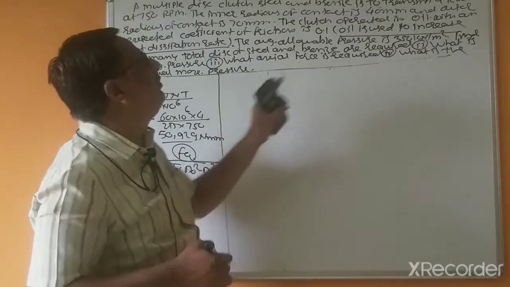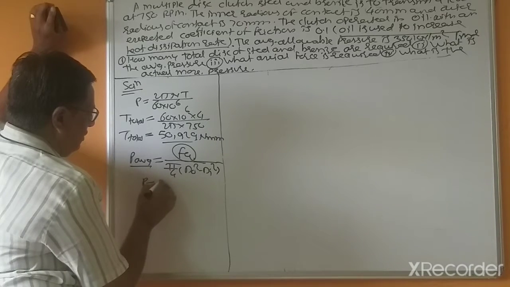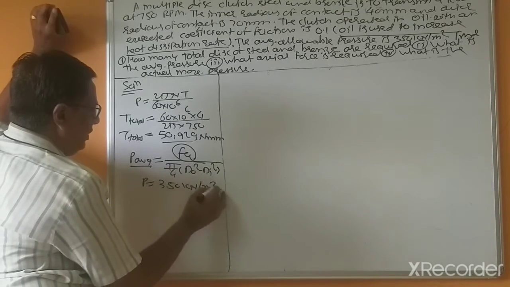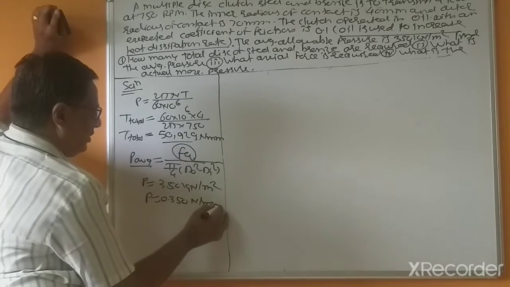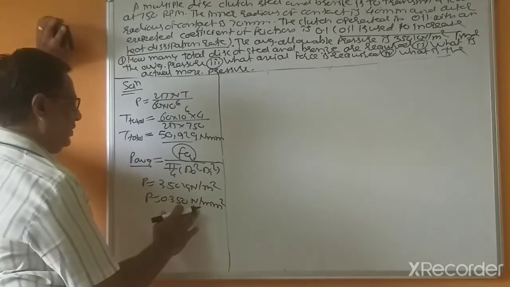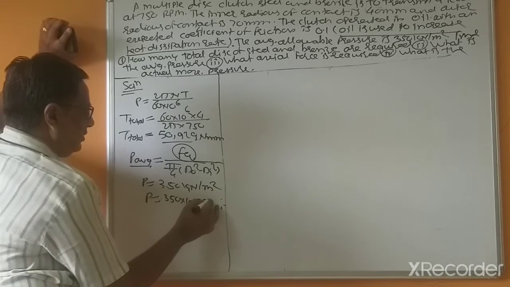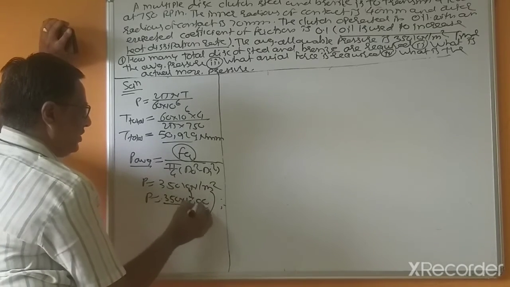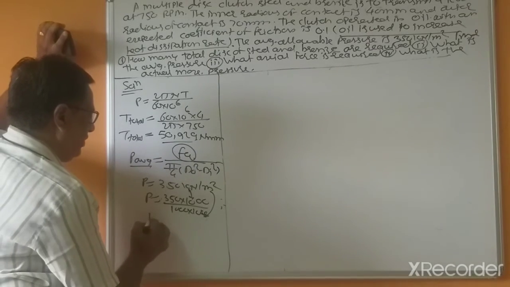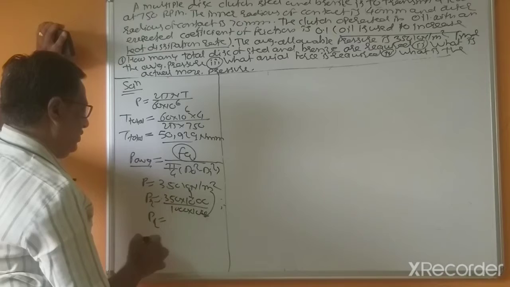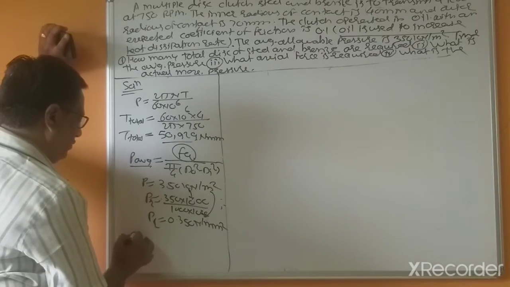So this is 350 kilonewton per meter square, because pressure equals 350 kilonewton per meter square. So this is 0.350, because this is Newton per mm square. Multiplied by, because kilo means 350 into 1000 divided by 1000 multiplied by 1000, because meter to mm squares. So pressure equals 0.350 Newton per mm square.